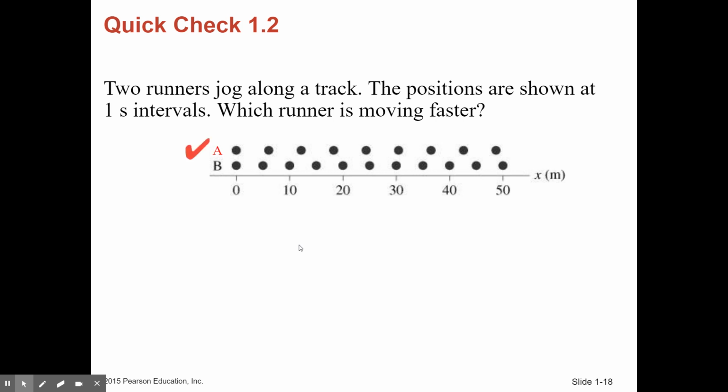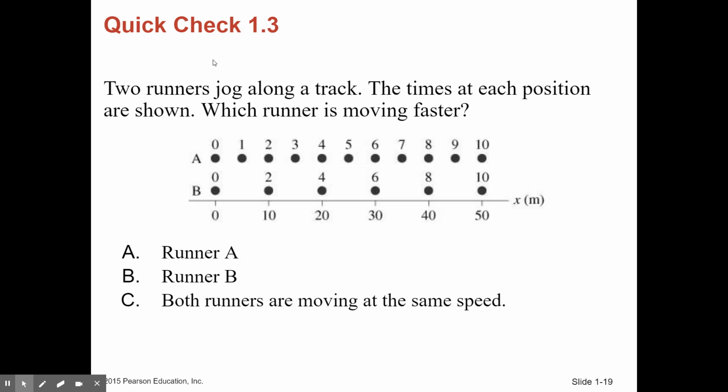And the answer is A. Again, on the same scenario, you're covering more distance in the same amount of time, so therefore you have to be traveling faster. Okay, here we go again.